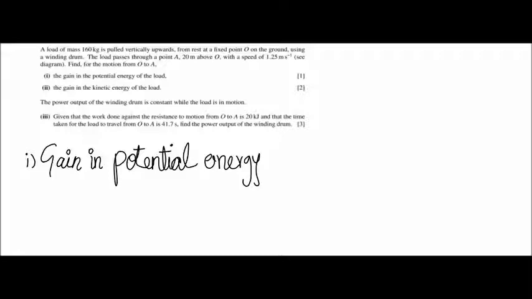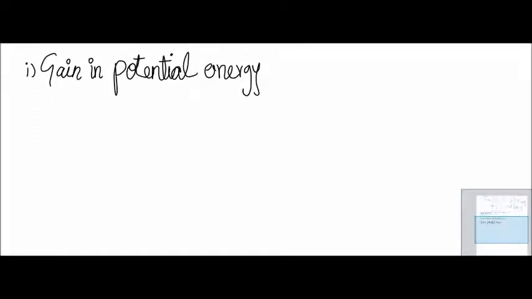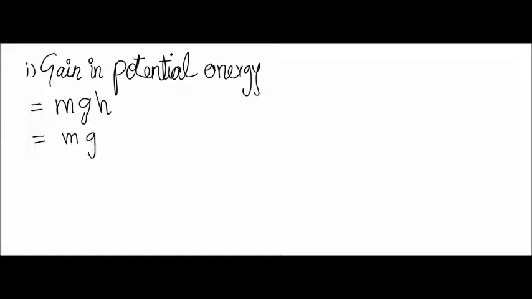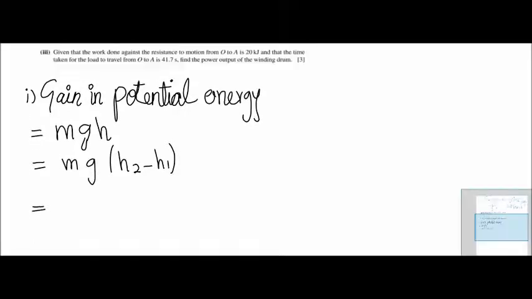For the first part, we have to find the gain in potential energy. The formula for potential energy is mgh, where m represents the mass, h represents the height, and g is 10 meters per second squared. This is the general formula. We can also write this as m, g, and the difference in height, h2 minus h1, since it says gain.